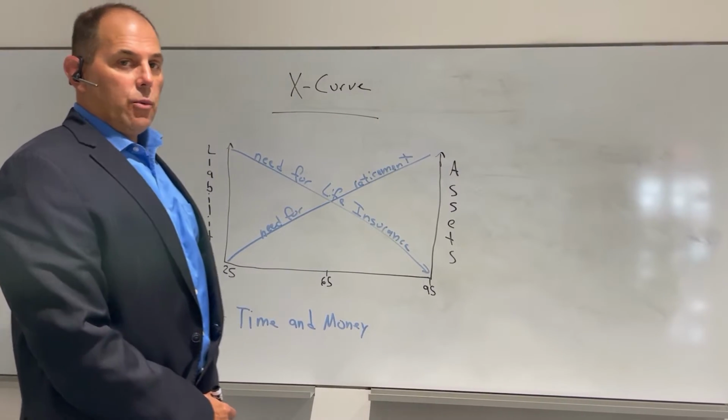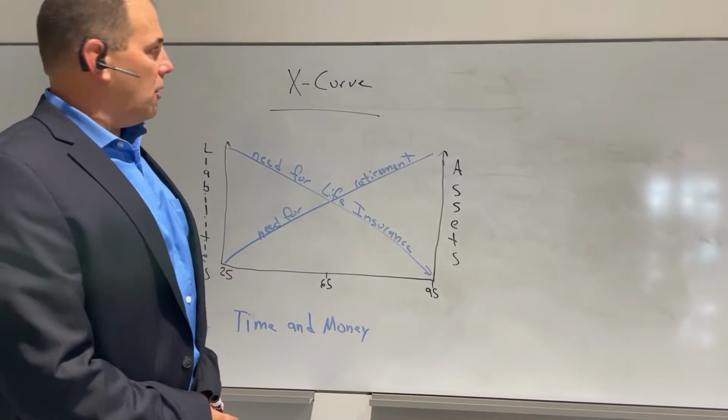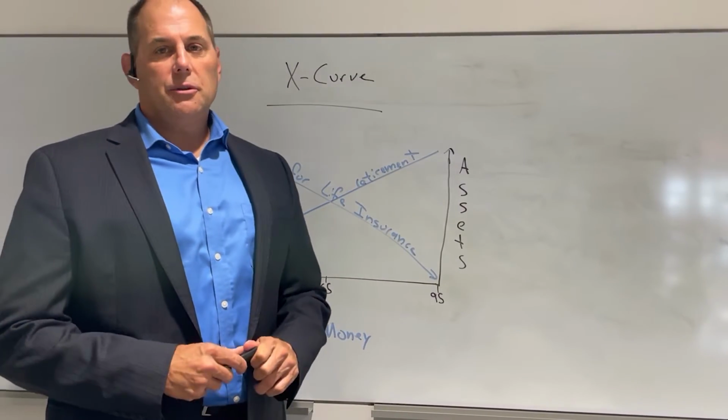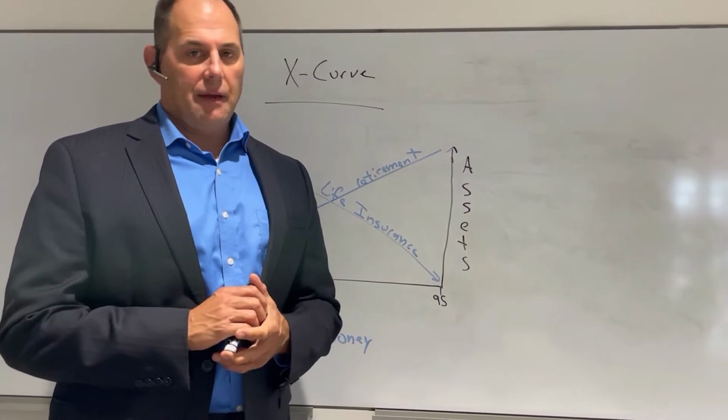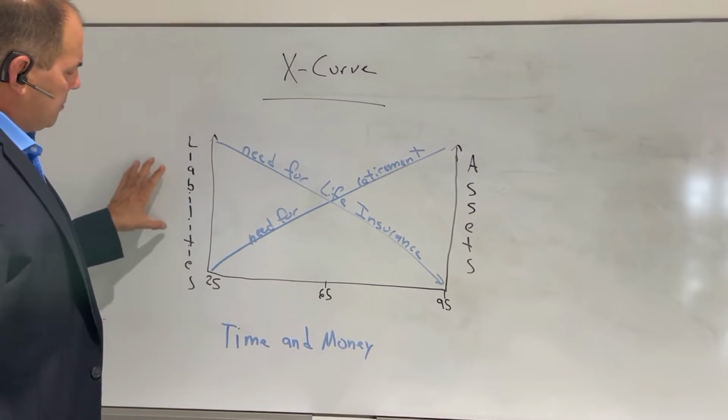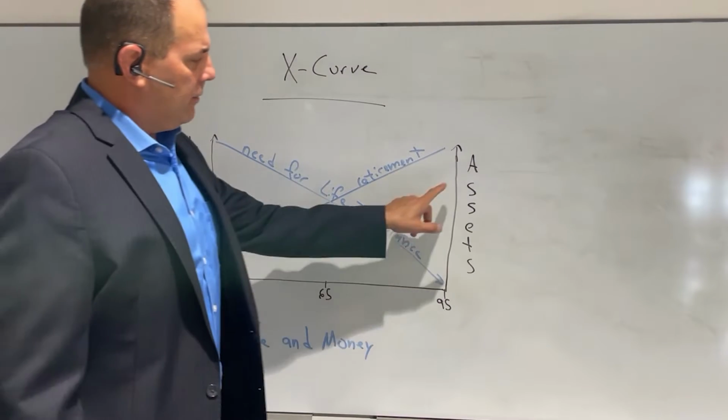I want to share a concept with you that we use in the life insurance business called the X curve. And it's something that can be used to help you determine what type and how much life insurance you need. So on this axis, we have liabilities. Over here, we have assets.